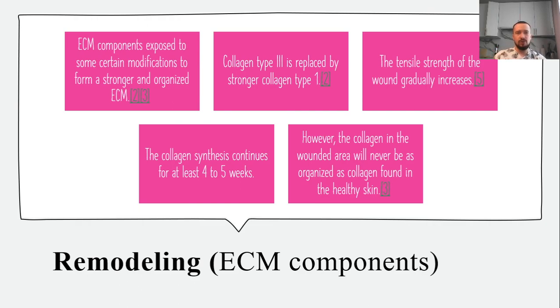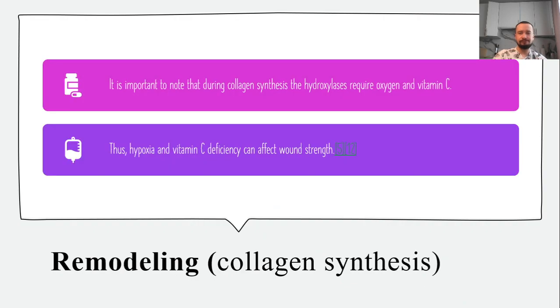ECM components are exposed to some sudden modifications to form a stronger and organized ECM. Collagen type 3 is replaced by stronger collagen type 1. The tensile strength of the wound gradually increases. Collagen synthesis continues for at least 4 to 5 weeks. However, the collagen in the wounded area will never be as organized as collagen found in healthy skin.